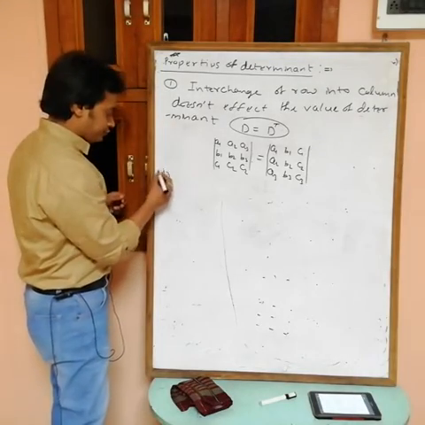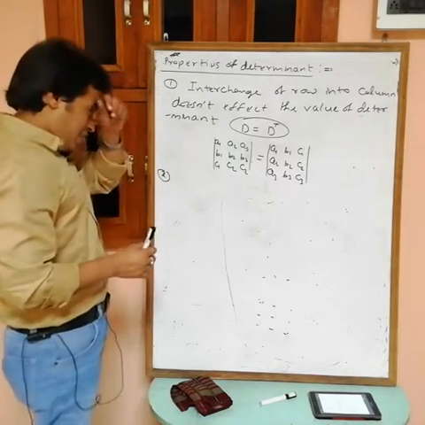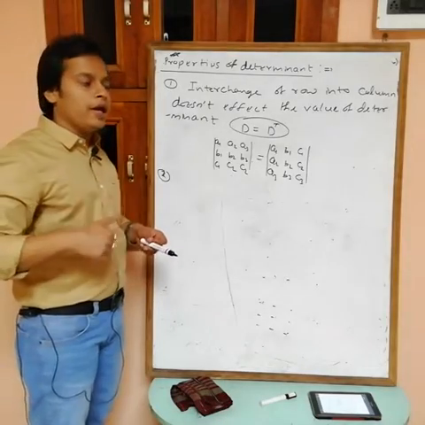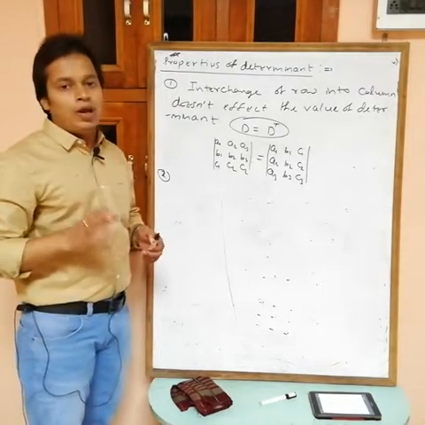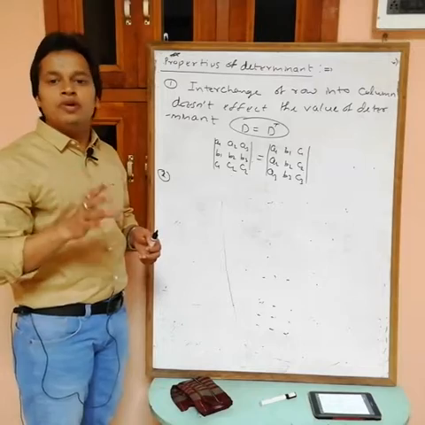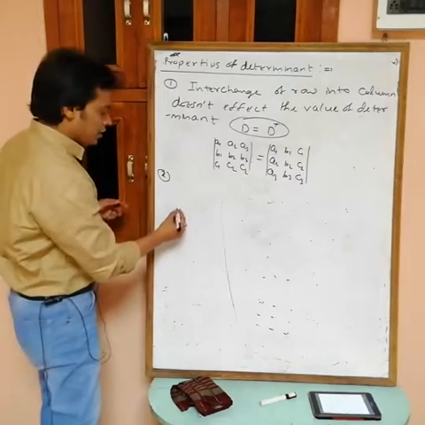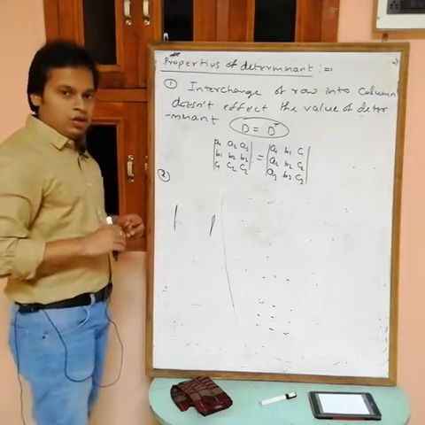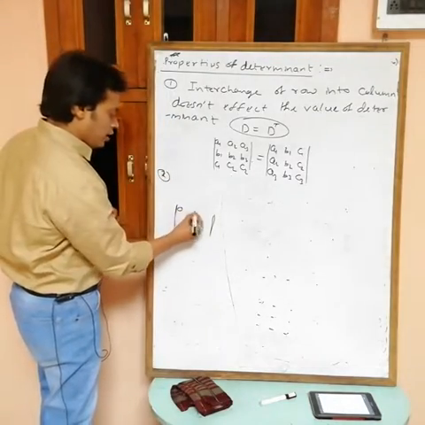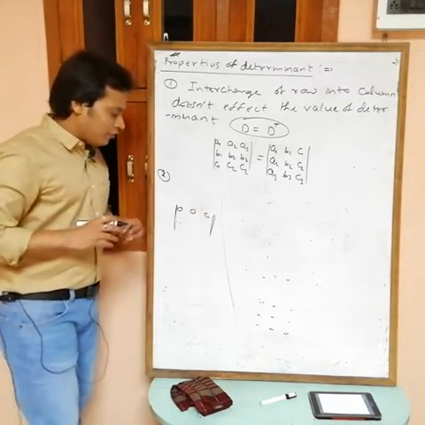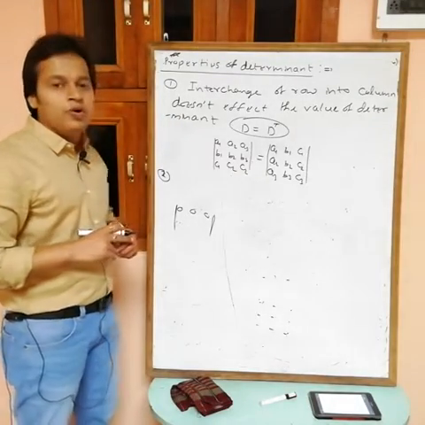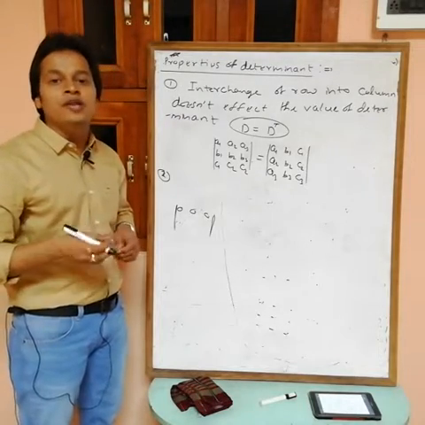Second property: suppose in any row or in any column all elements are 0, then the value is always 0. See, simple. Suppose we have a 3 by 3 determinant and R1 has all elements as 0. Then obviously I can choose R1 to expand this determinant, or to find the value of the determinant.